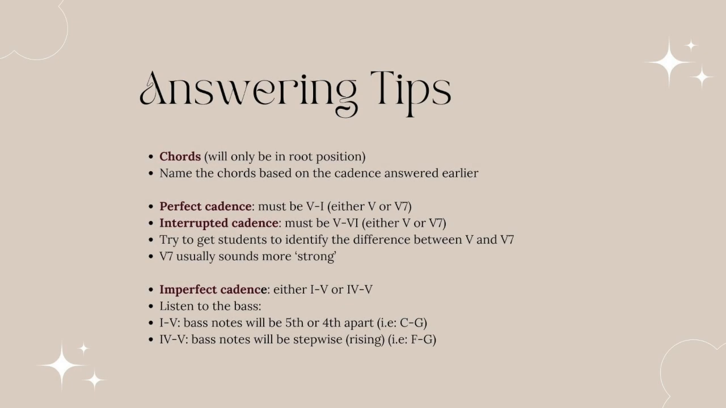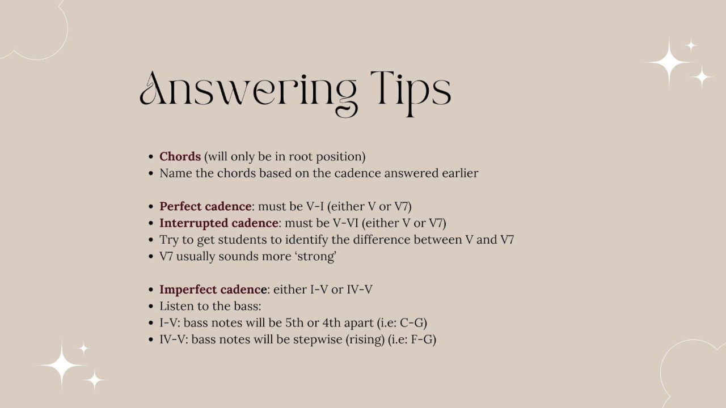And then we should also know how to identify the chords, which will only be in root position. We should name the chords based on the cadence answered earlier. If it's perfect cadence, it has to be 5-1, either 5 or 5-7. As for interrupted cadence, it has to be 5-6, and also it can be only the dominant chord or dominant seventh. Try to get students to identify the difference between the chord 5 dominant and dominant 7. The dominant 7 usually sounds more strong.